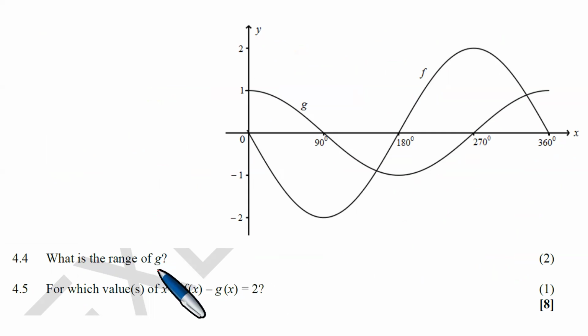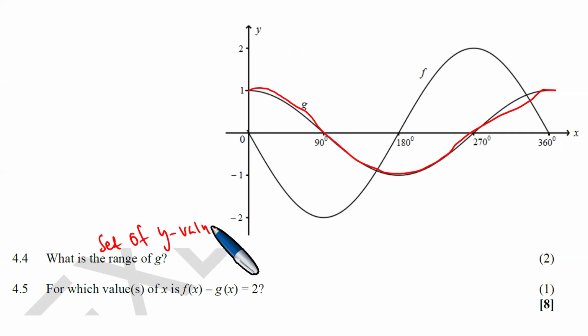Right, what is the range of G? G is this one. Range is to do with the set of y values. So you can see that you start from the smallest one. It starts from here to there. So what is this?